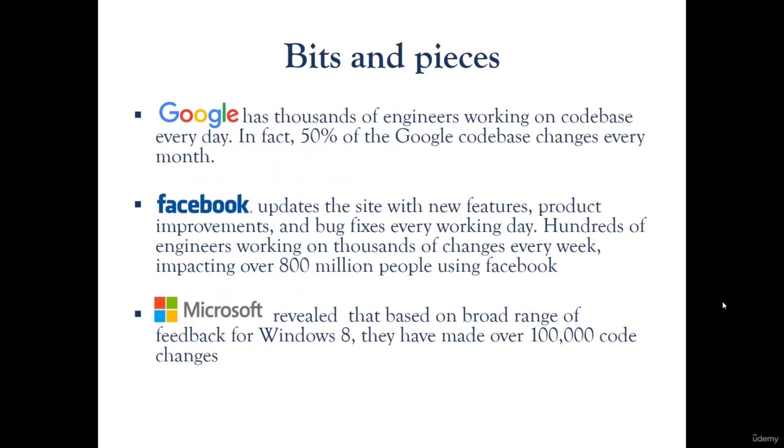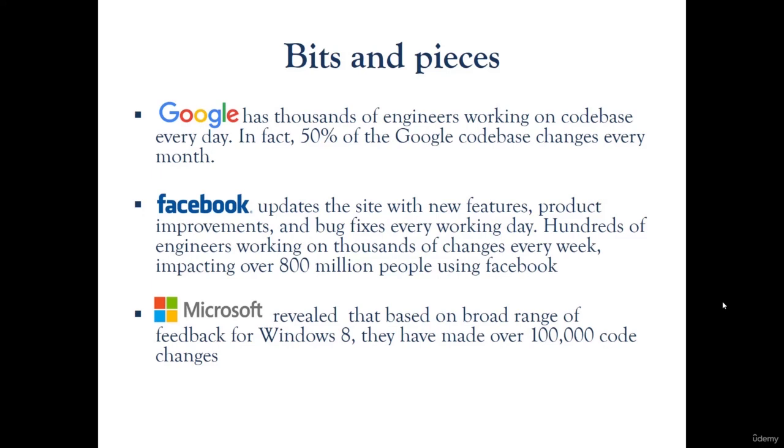Take the example of Google, which has thousands of engineers working on a code base every day. In fact, 50% of the Google code base changes every day. They are making changes in their website, their ecosystem, changing the algorithms. In a similar way, Facebook updates the site with new features all the time: product improvement is the primary objective, along with bug fixes every working day.